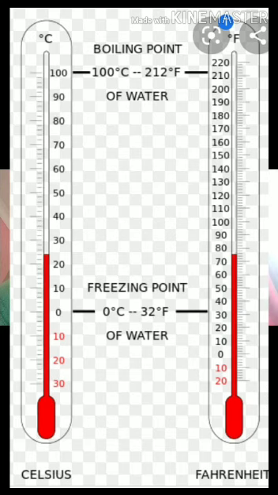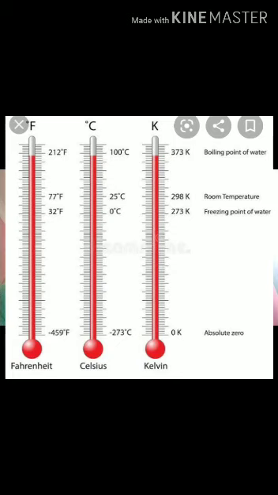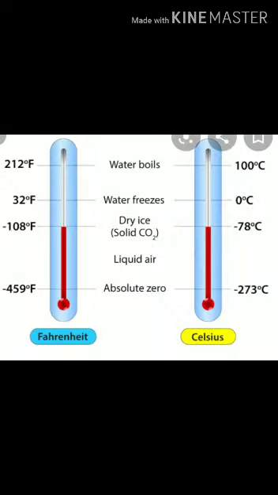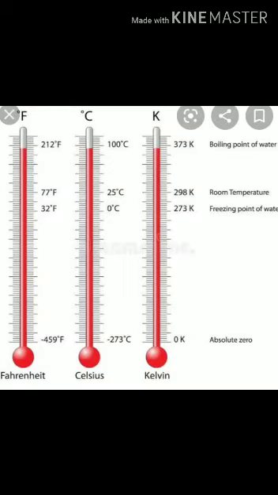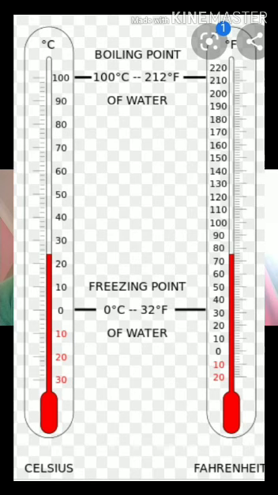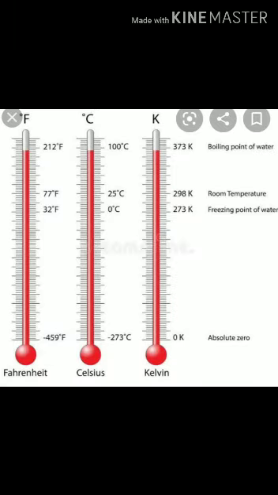The scale between them is divided into 100 equal parts of 1 degree centigrade. In the Fahrenheit scale, the lower and upper fixed points are 32 degrees Fahrenheit and 212 degrees Fahrenheit respectively. Between them there are 180 equal parts, each of 1 degree Fahrenheit. The Kelvin scale is adopted as the international standard of scientific temperature measurement and is related to the Celsius scale, with 100 degrees between the freezing and boiling points on each scale. Ice melts at 273 Kelvin or 0 degrees centigrade, and water boils at 373 Kelvin or 100 degrees centigrade.